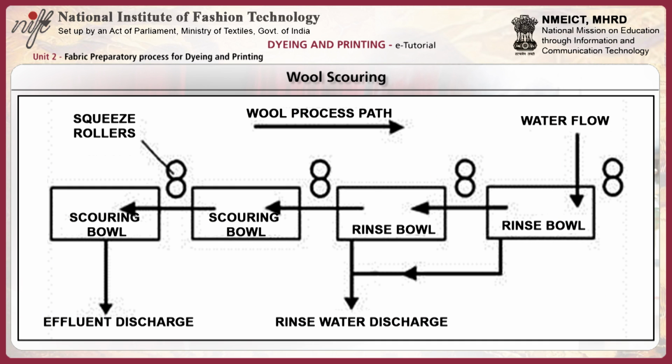Raw wool scouring machine contains 4 bowls. Each bowl consists of a long trough provided with a false bottom. Soap and alkali are added to the first bowl. Detergent is added to the second and third bowls and only water in the fourth bowl.